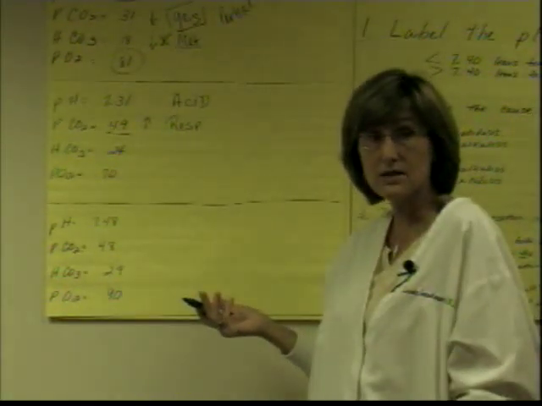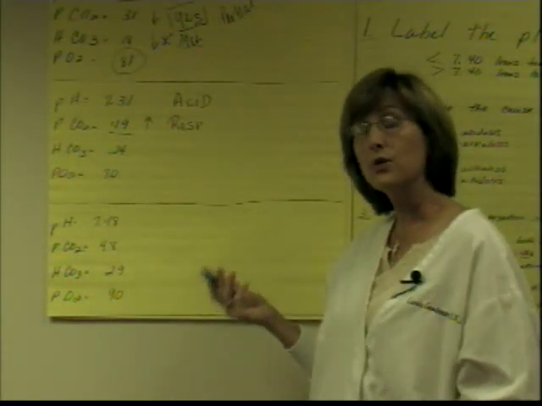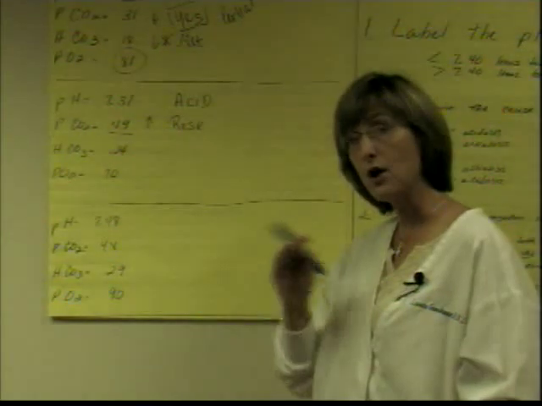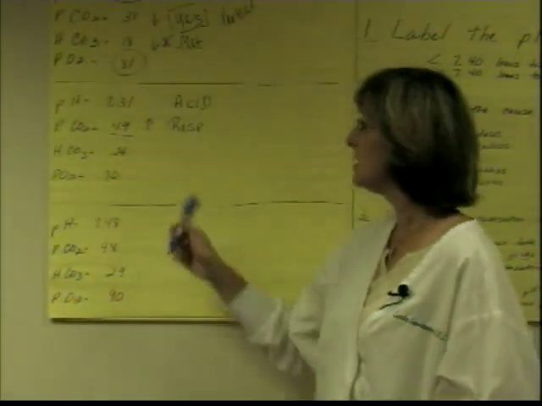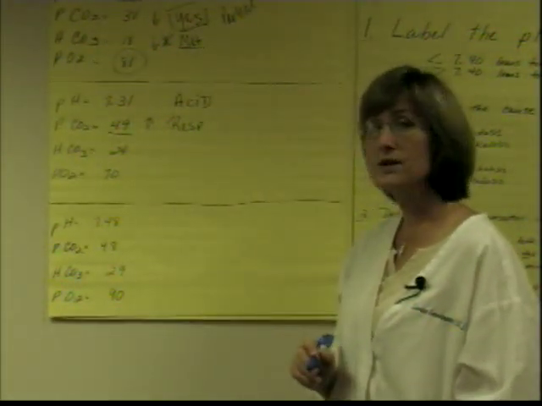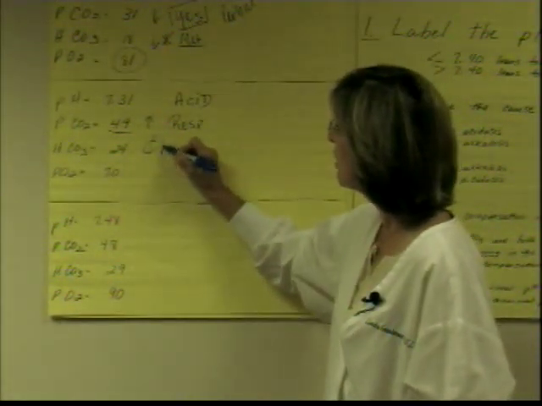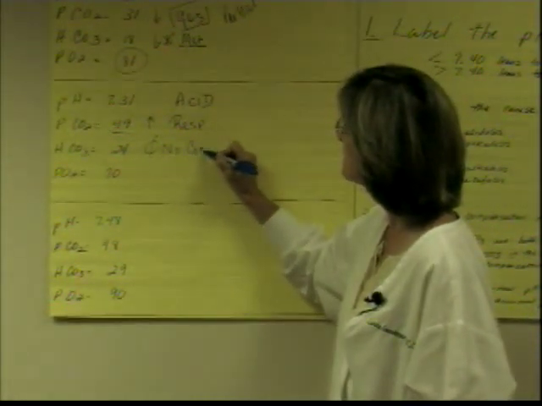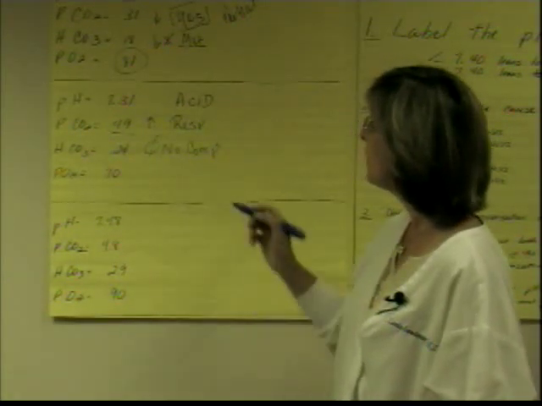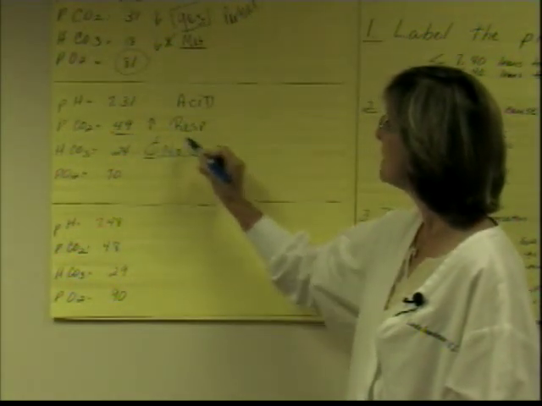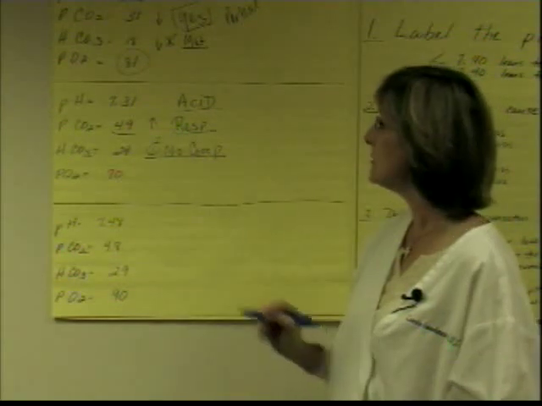Next question, is there compensation present? In order for compensation to be present, bicarb has to be outside the normal range. Is this outside the normal range? No, it's not. It's within the normal range. So is there compensation? No. No compensation present at all. So now we know what we have here is an uncompensated respiratory acidosis.